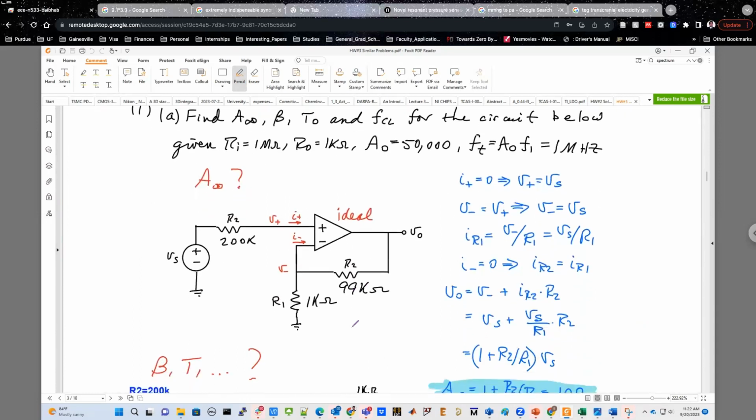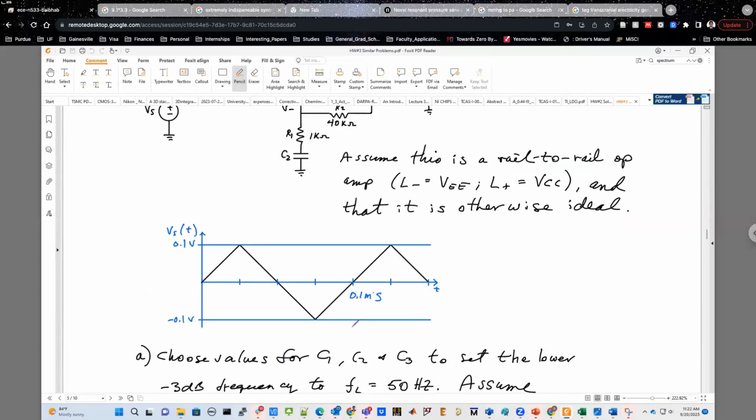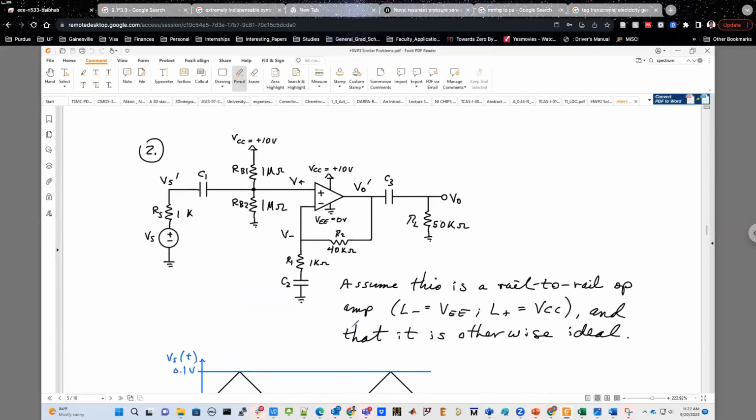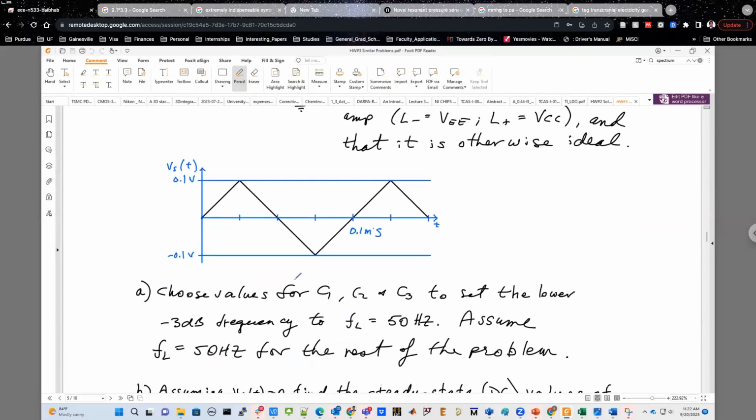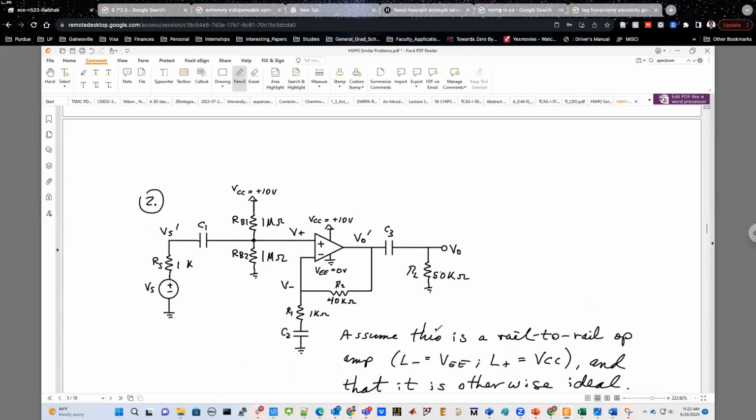I wanted to discuss a little bit about, I think, problem number 2. So let me see if I have that. Yeah. So problem number 2, as you see, is a more complex circuit. Whatever you have seen before was probably just 1 or 2 resistances, maybe 3 resistances in total. Here you have a lot more resistances and capacitances. And you are asked to choose the values of C1, C2, and C3 to set the lower 3 dB frequency to a particular value. Okay. Now, what does this mean? What do you want here?